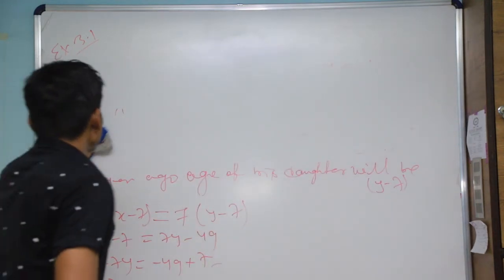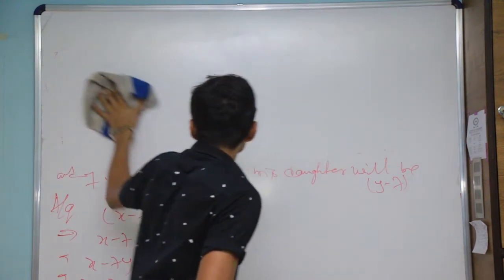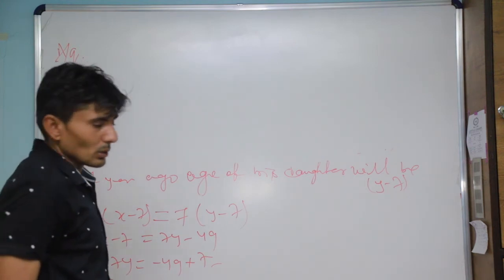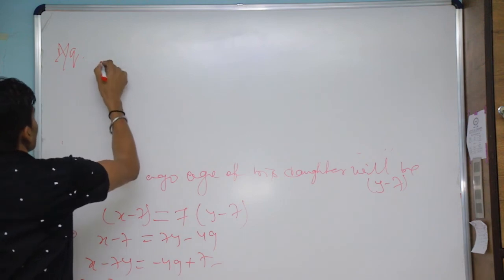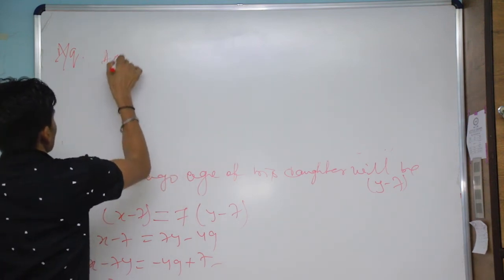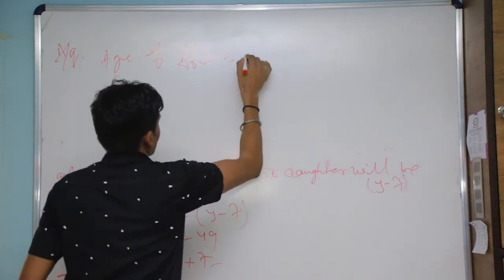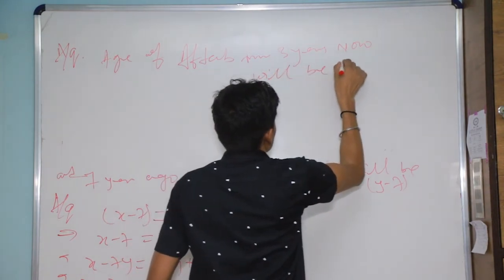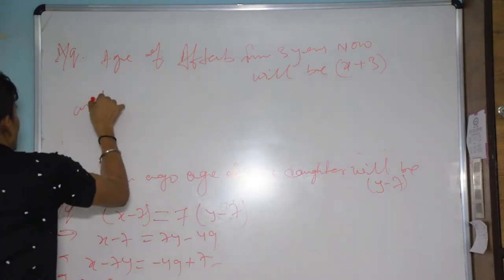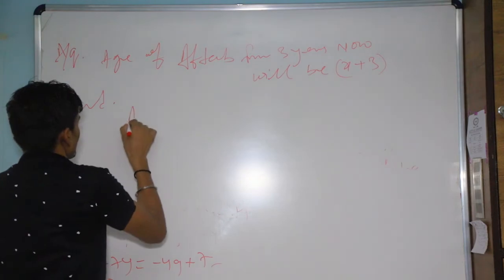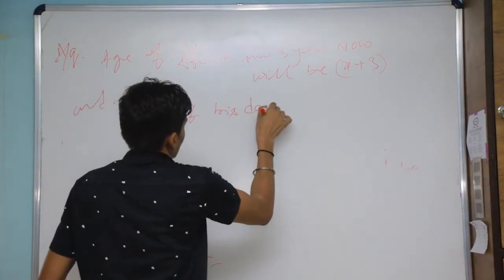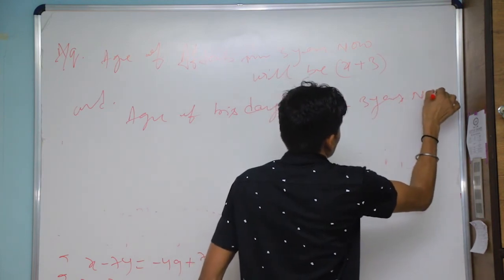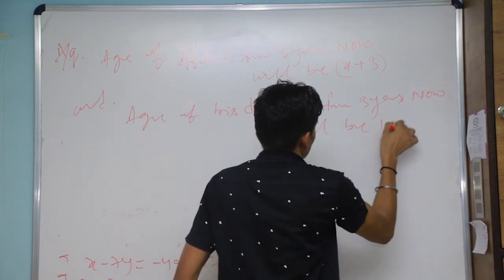According to the second statement, we are writing the equation according to the question. 3 years from now, age of Aftab will be x plus 3 and age of his daughter 3 years from now will be y plus 3.